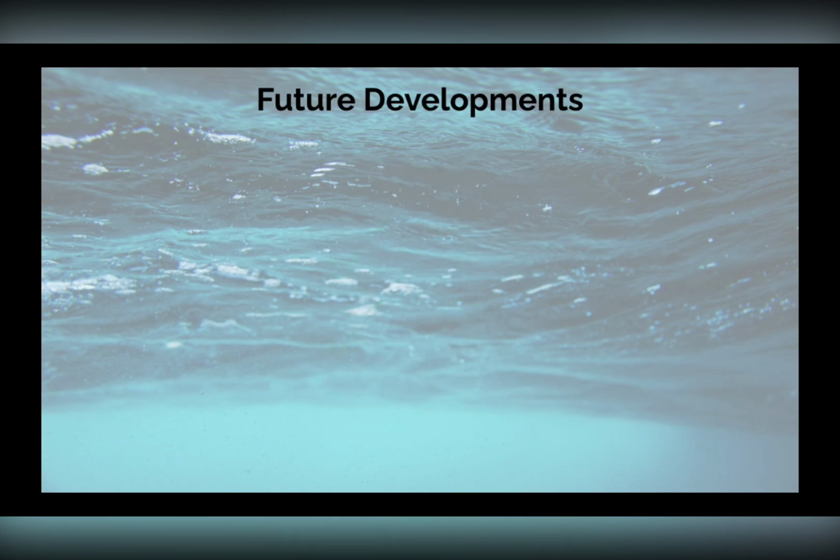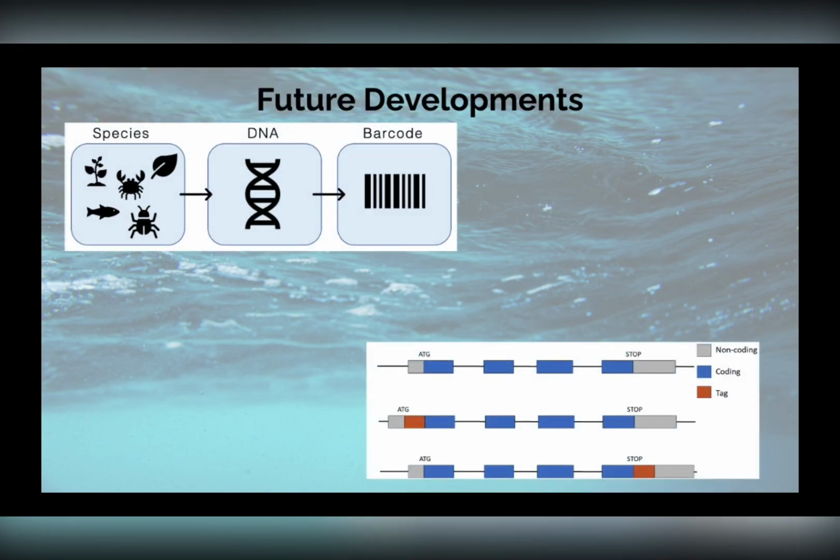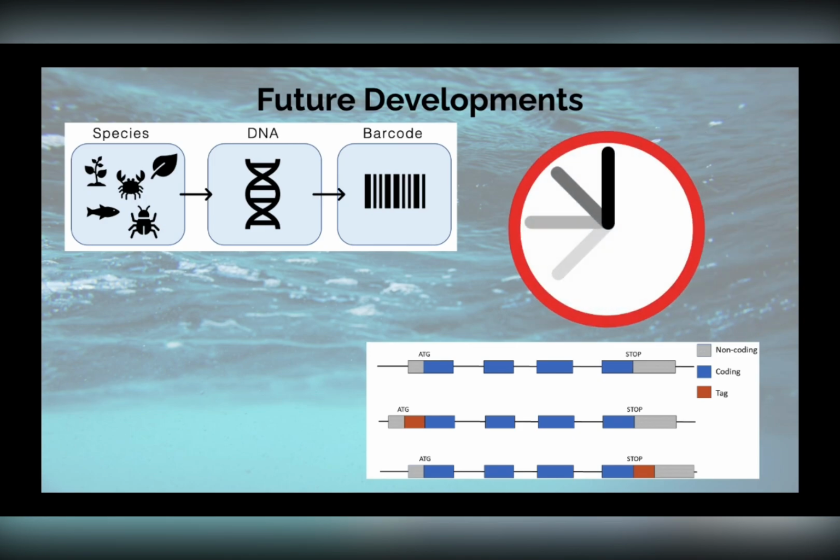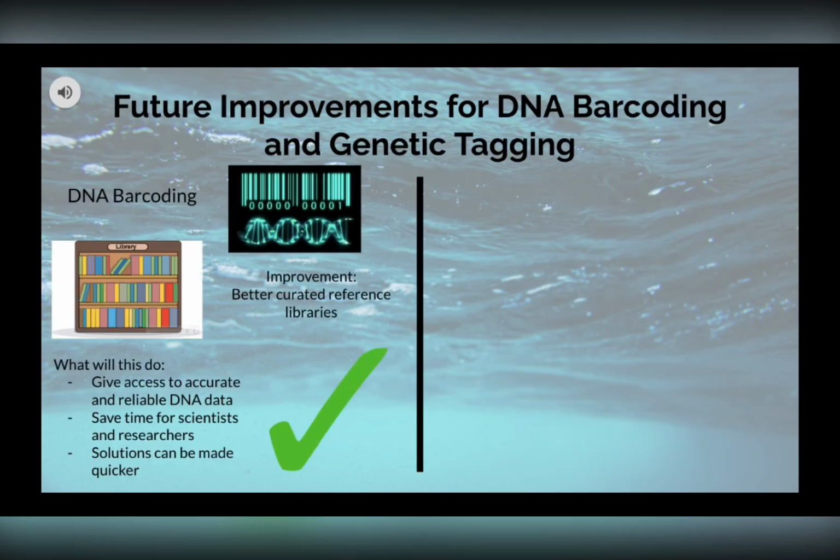As discussed previously, DNA barcoding and genetic tagging are 2 examples of current molecular biology techniques. Both of these techniques have developed quickly and will continue to develop and change with time. Future development for DNA barcoding is the improvement of curated reference libraries.